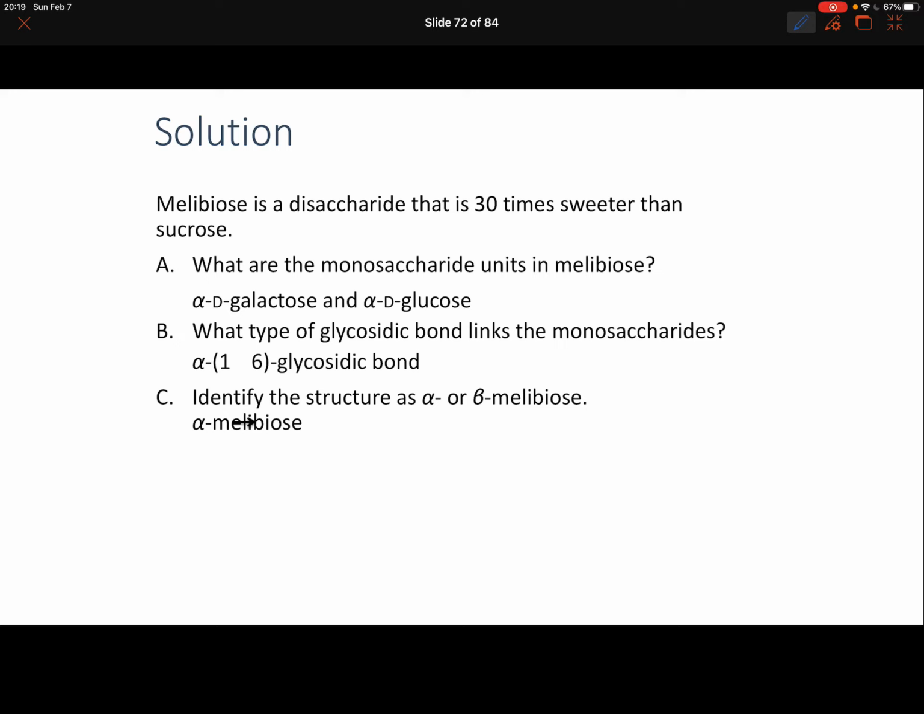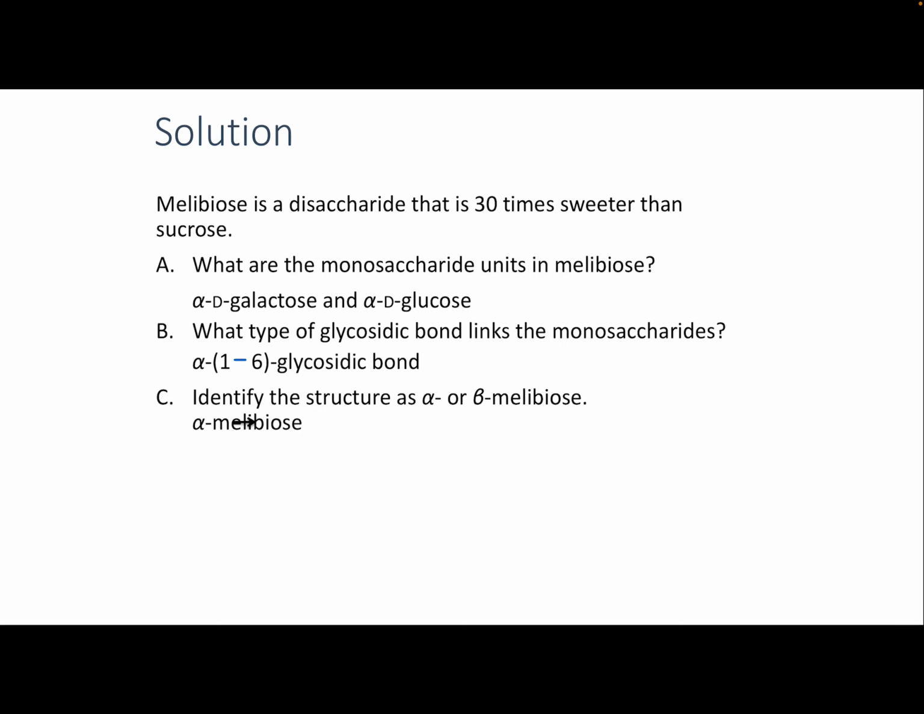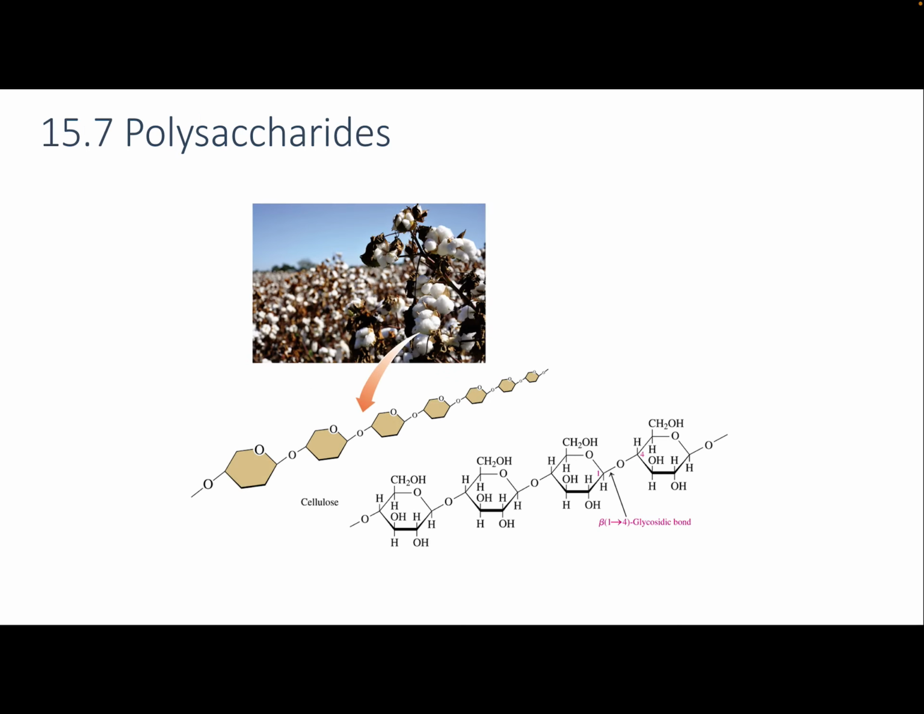All right, so that's an alpha D-glucose and an alpha D-galactose. There's an alpha 1,6 glycosidic bond, and because the position of the OH was down at the end, it was alpha melibiose.